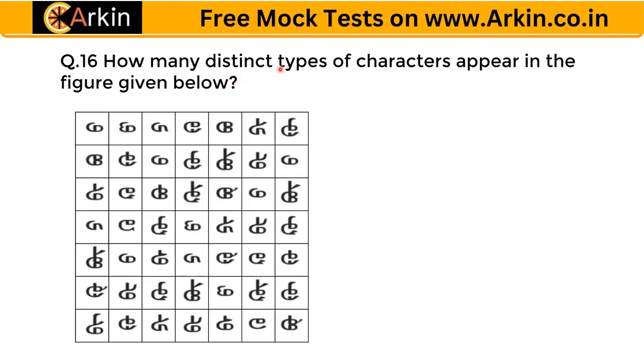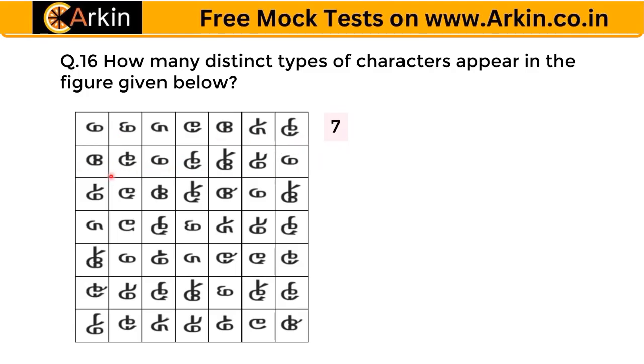How many distinct types of character appear in the figure given below? So you have to find out the distinct characters in this figure, and you have to be very observant in this type of question. See, in the first row, all 7 characters are distinct, so we can write 7.